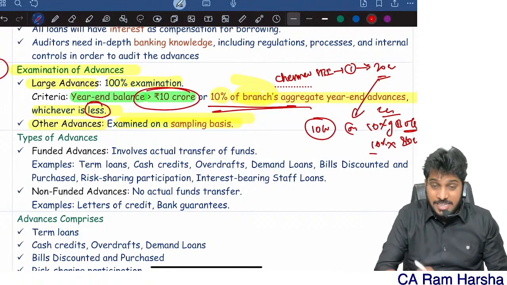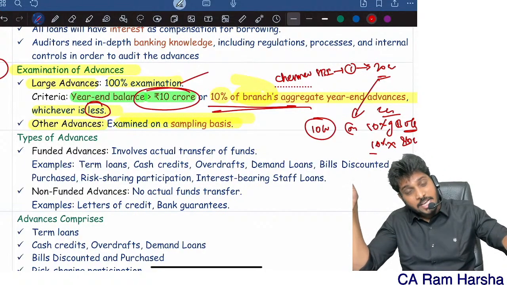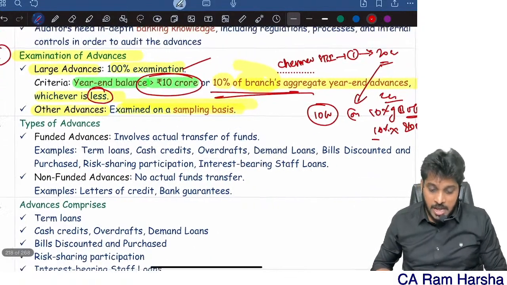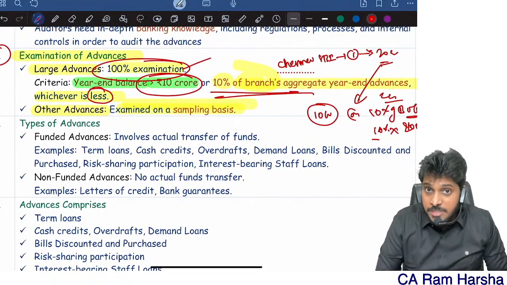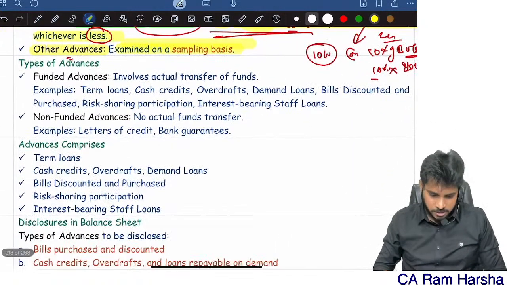So that's it. Whichever is less, either 10 crore or 10% of the total branch outstanding as on 31st March, whichever is less, that itself is treated as what? Large advance. Large advances we verify 100% in our audit, whereas remaining advances we verify on a sampling basis.